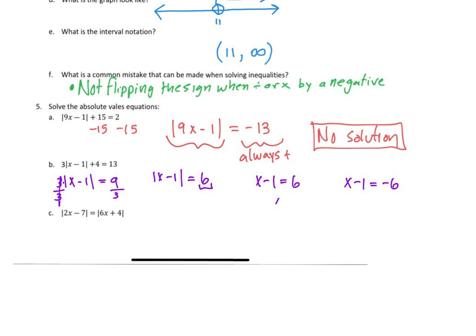Now we just solve each of those possibilities. So we're going to add that one over, add that one over, so we get x equals 7 here, and negative 5 on the other one. And those are our two absolute value solutions. Usually with absolute values, you'll get two solutions, unless you have like a quadratic equation or something a little bit more complicated. You can also get one solution if your absolute value equals 0, and you can get no solution if your absolute value, the entire absolute value, equals a negative.